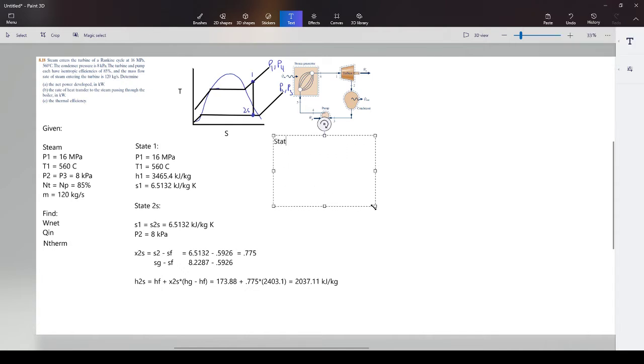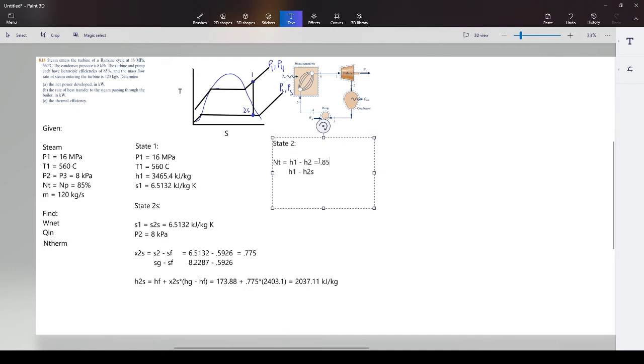So let's go up here and do state 2. For state 2, the actual state, if they give you an efficiency, they want you to use the turbine efficiency equation, which is eta T equal to H1 minus H2, divided by H1 minus H2S. Apologize, I said H2S earlier. Essentially this is the work of the actual turbine divided by the work of the perfect turbine. This is some efficiency, and for us it's equal to 85%.